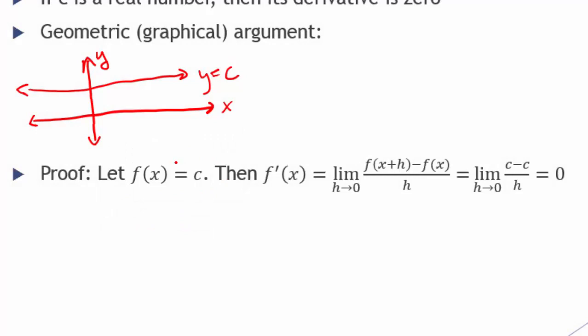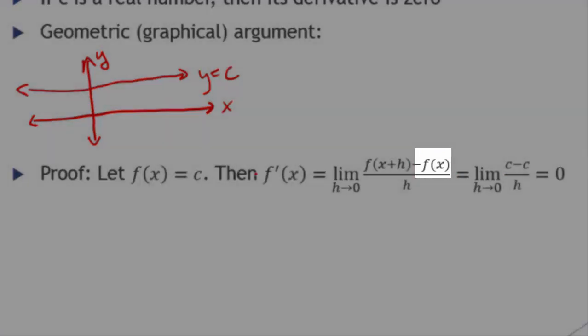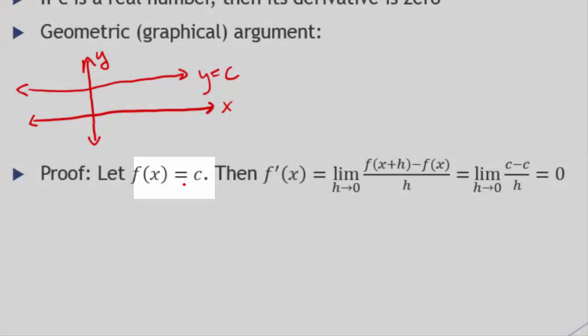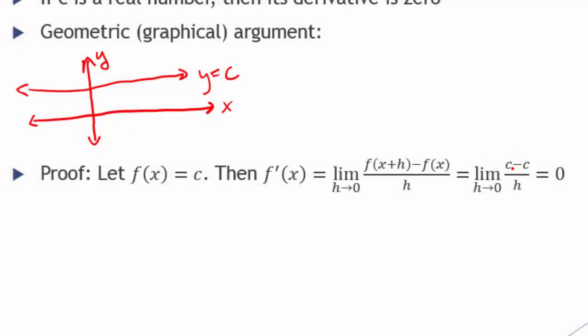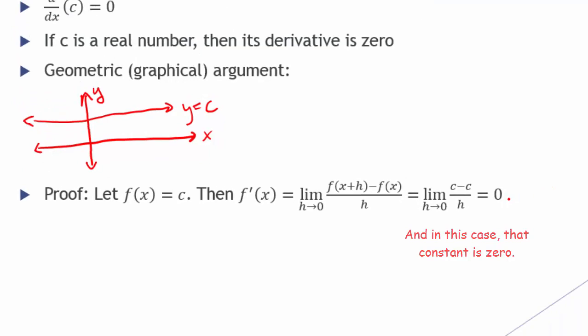Well, the constant function is constant, so it's c. That's where the c comes from. What is f of x for the constant function? Also c. So in other words, your numerator becomes c minus c, also known as 0. So what you're taking is the limit as h approaches 0 of 0 divided by h. Well, that's the limit of a constant, which is the constant. So that's the mathematical proof.